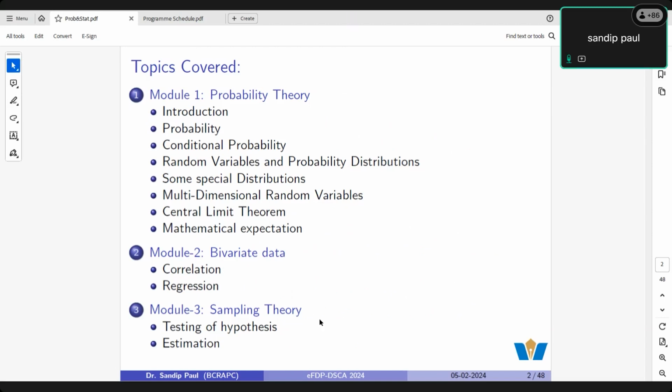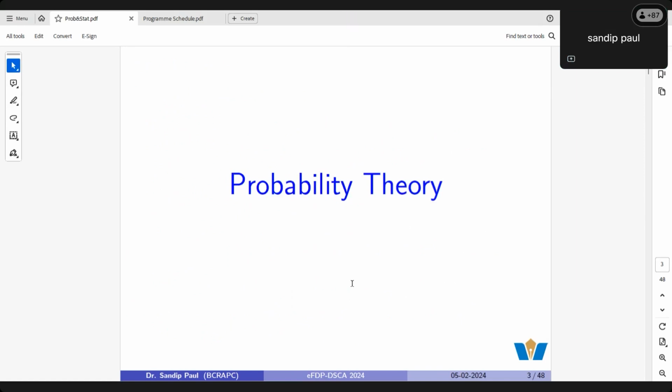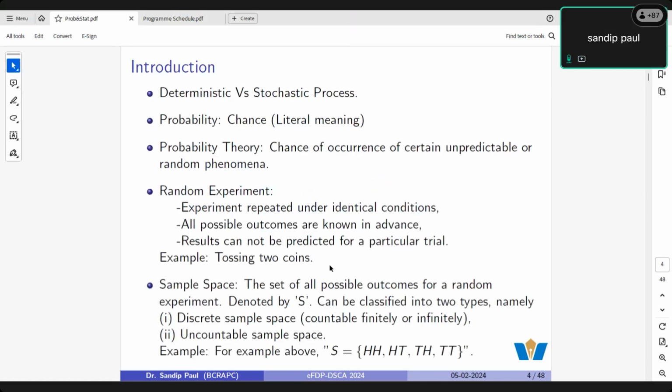Okay, so let us start from probability theory. Whenever we want to know about the probability theory, first of all, we have to know why we learn probability. There are two types of processes. The first process is deterministic. Deterministic means where we know the information for the future perfectly or with 100% confidence.